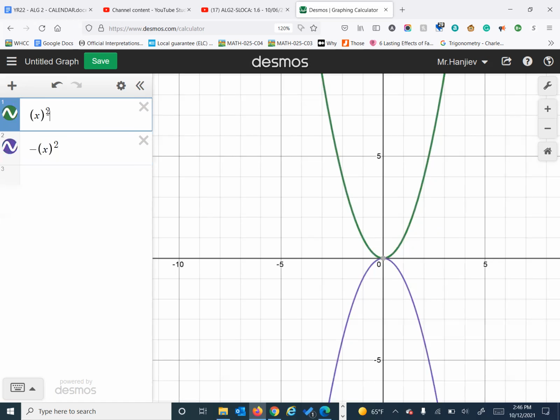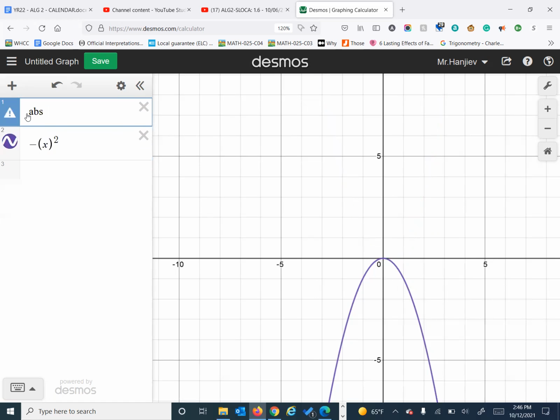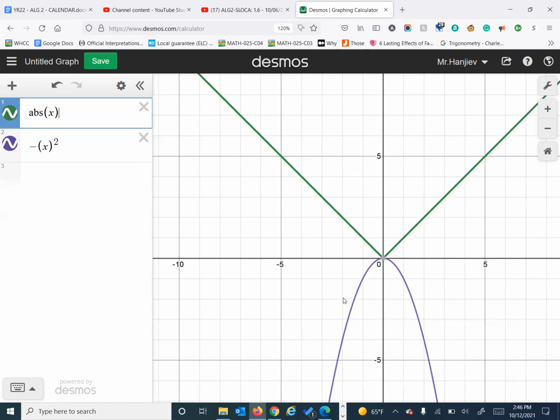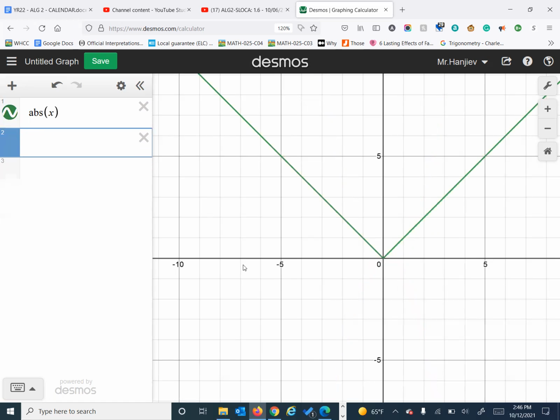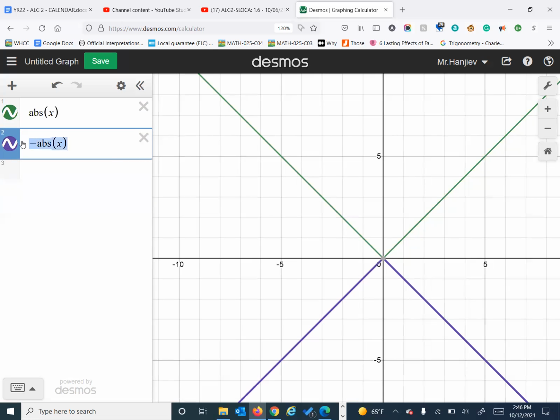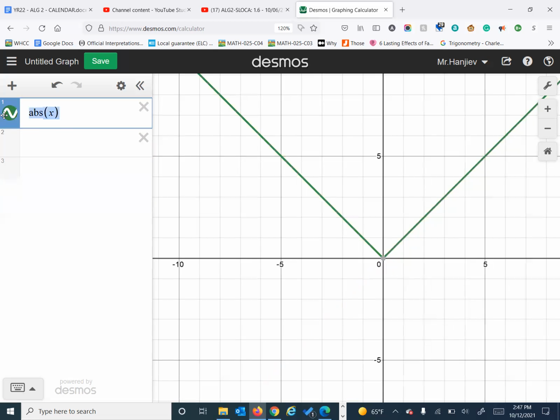So let's try maybe another function. I think this can do absolute value function. You guys remember those? It makes everything positive. So this is going to be (1, 1), (2, 2), (3, 3). This guy is (-1, 1), (-2, 2), (-3, 3) right here. So if I stick a negative in front of the absolute value, you can notice it goes down. So I've got this little correspondence here. So we say this is a reflection about the x-axis.